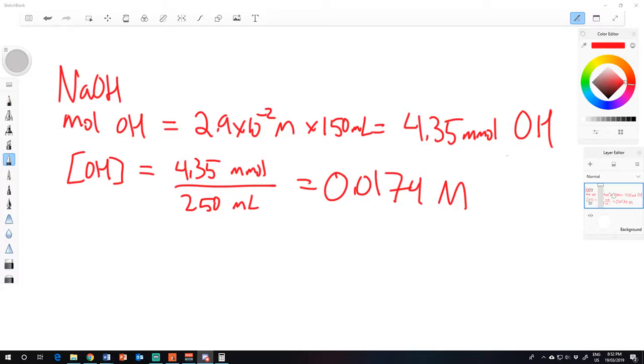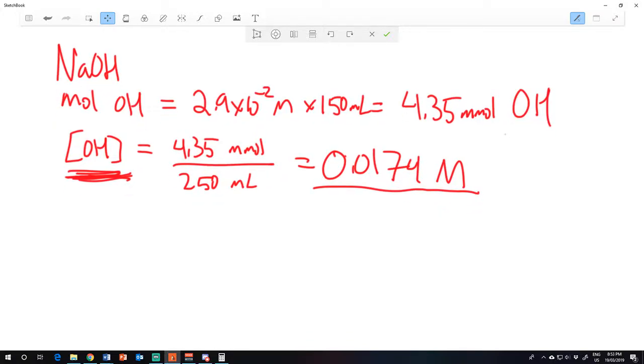Yeah, there you go. So now we don't actually need to multiply this by 2 anymore, because we already have the concentration. This is the concentration. We don't have to worry about multiplying by 2x or anything like that. So I hope that clears up that one.